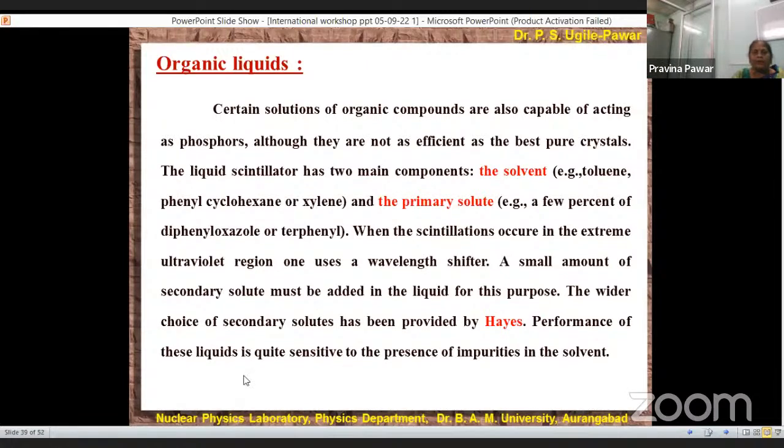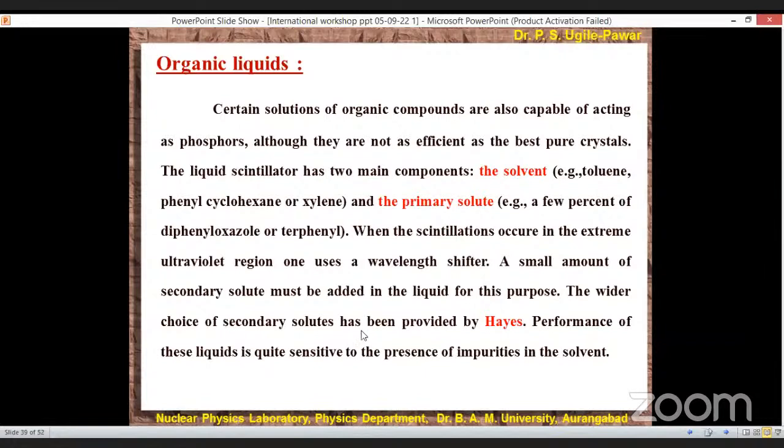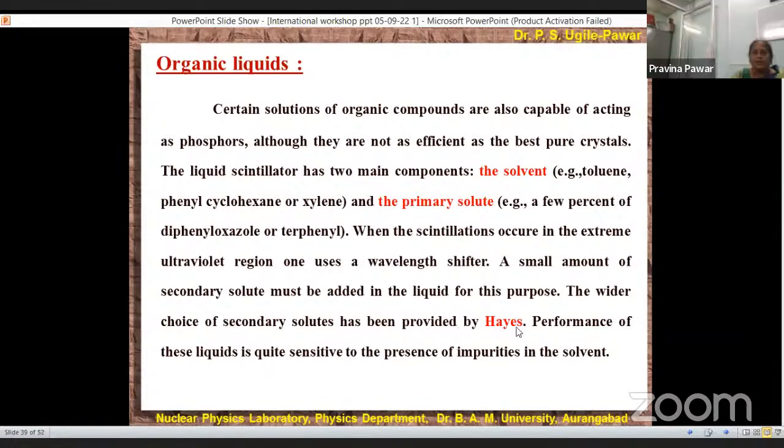A wider choice of secondary solutes has been provided by this. The performance of these liquids is quite sensitive to the presence of impurities in the solvent.